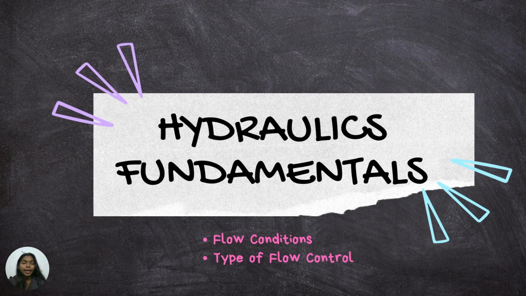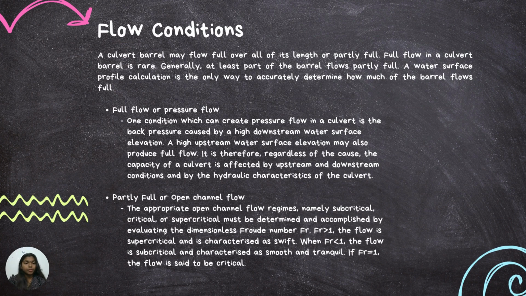Next, hydraulic fundamentals. There are two types of hydraulic fundamentals, which are flow condition and type of flow control. We will go for the flow condition first. A culvert barrel may flow full over its length or partially full. Full flow in a culvert barrel is rare. Generally, at least part of the barrel flows partially full. A water surface profile calculation is the only way to accurately determine how much of the barrel flows full. There are two types: full flow or pressure flow, and partially full flow, which we can call open channel flow.